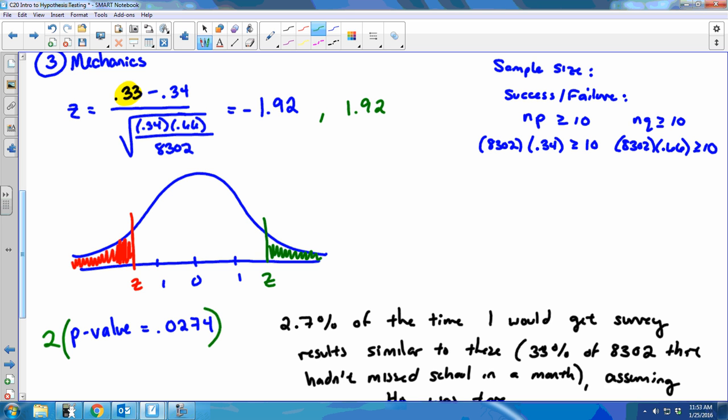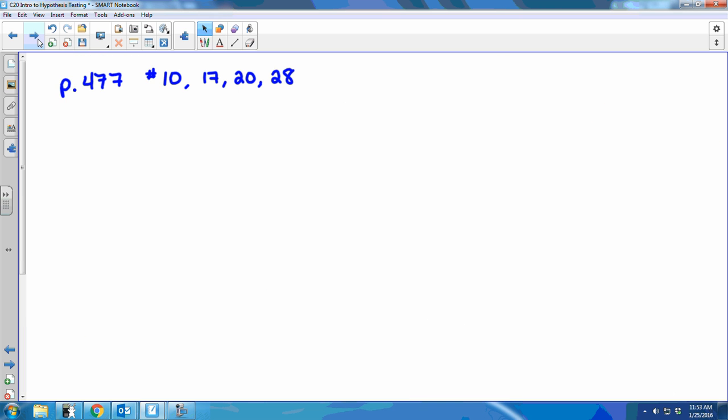Do you think you have enough information to try this on your own? All right, so this is your homework assignment. Number 10 is just looking at a hypothesis test that's already been done and pointing out all the errors that have been made. 17 and 20 are hypothesis tests that you're going to do on your own. 28 is also a hypothesis test that asks you to do a confidence interval at the end to show how large of an effect there's been.